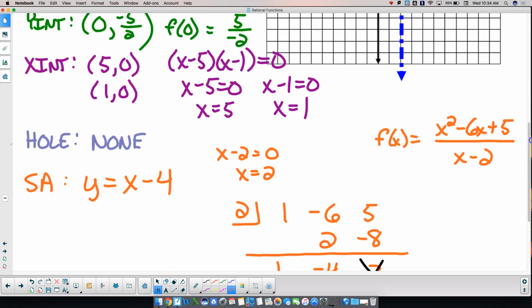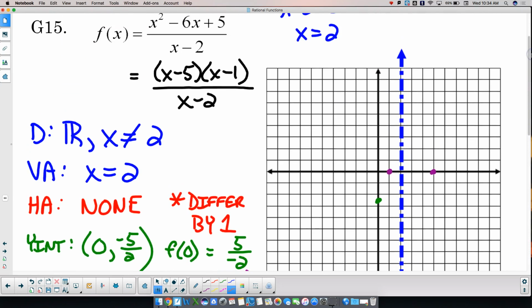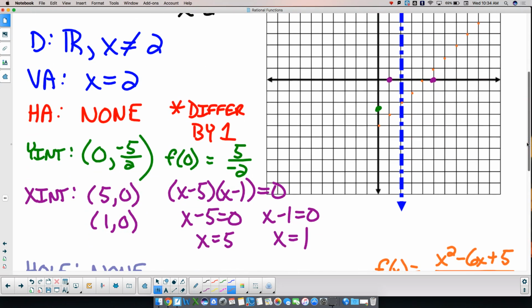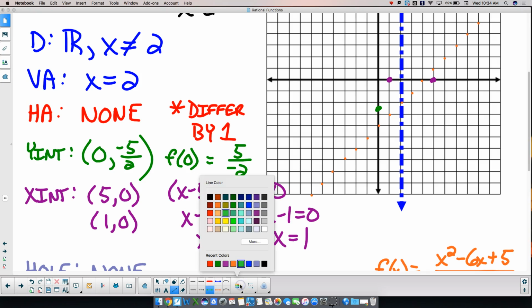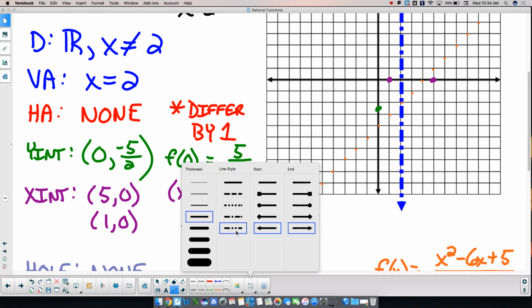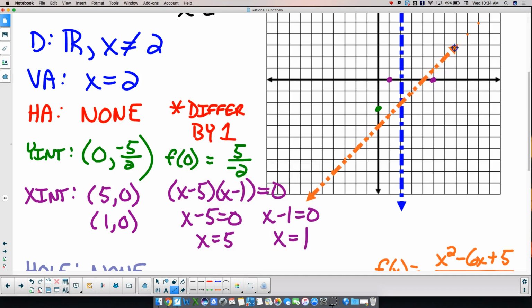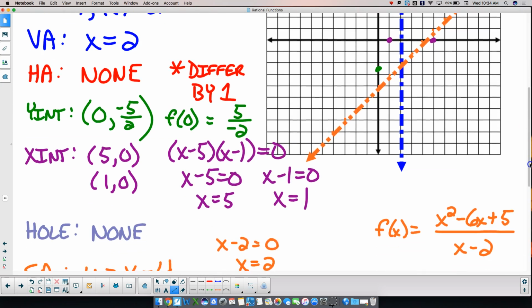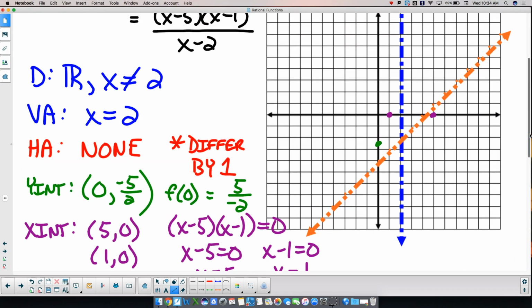So go back to my graph now. X minus 4 has a y-intercept of negative 4, a slope of positive 1. So we're going up 1 and right 1, or down 1 and left 1. Throw that one on there as a sliggity slant. Oops, wrong way. Okay.